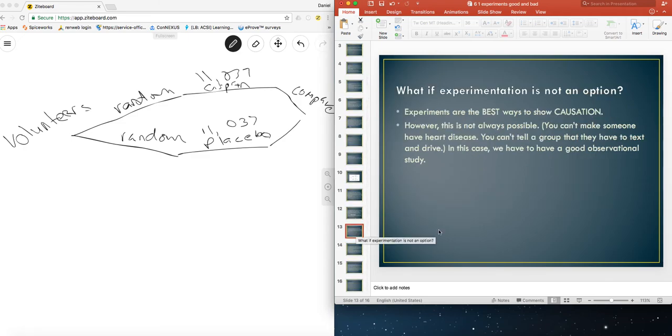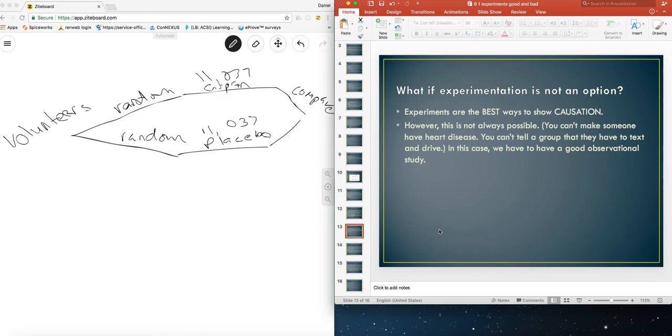Now, we do know that experiments are the best way, and that's actually how we determine causation, okay? But sometimes you cannot use an experiment because it's just not possible. Some examples I put in the parentheses: you can't make somebody have a heart attack. I mean, you could stick a defibrillator on them and give them a heart attack, but that's not really ethical. And you can't also tell people that they need to text and drive because you have to do an experiment on them. You're basically putting their life in danger in either of those circumstances, and it's really not ethical.